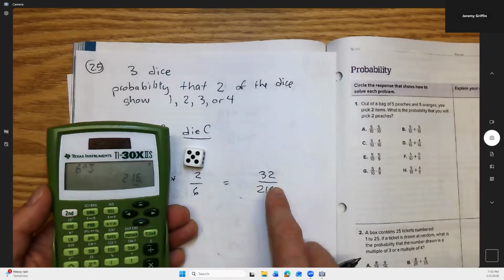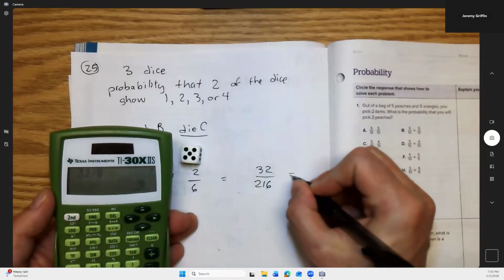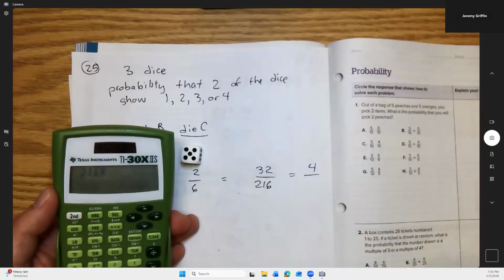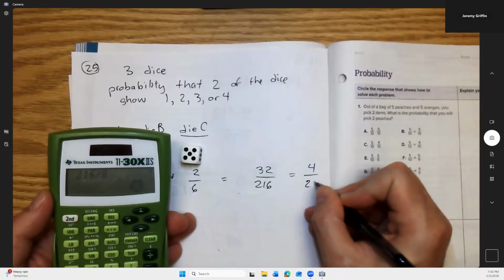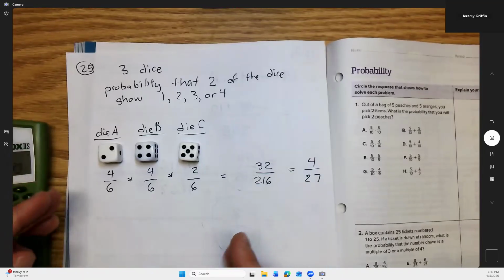So what if I think each of these are divisible by 8. 32 over 8 is 4. 216 over 8 is 27. Okay, yeah, so that does reduce to that. Okay. Now this is only one scenario.